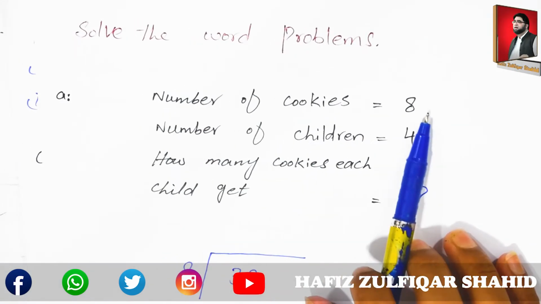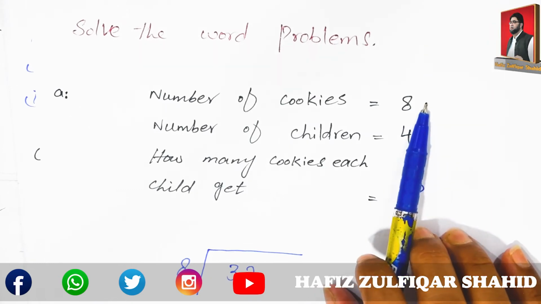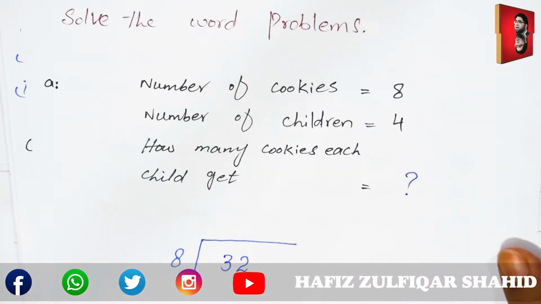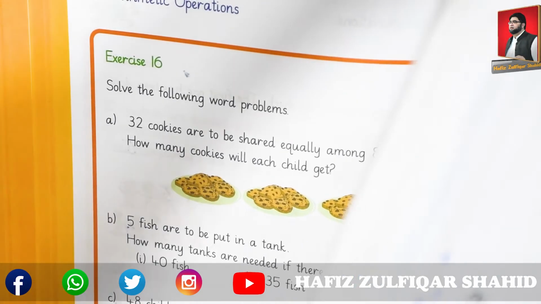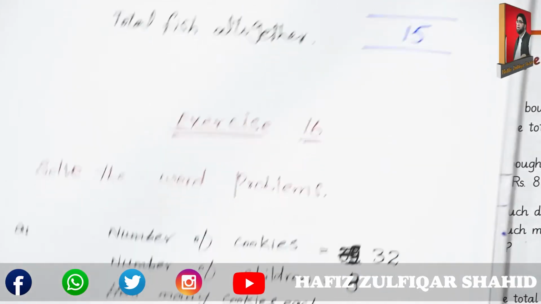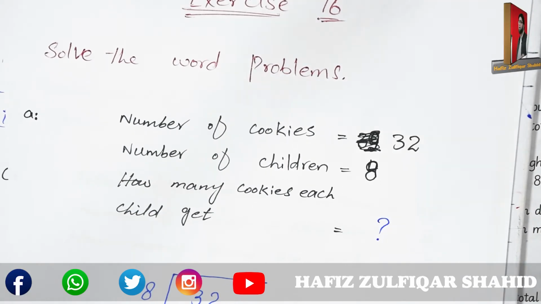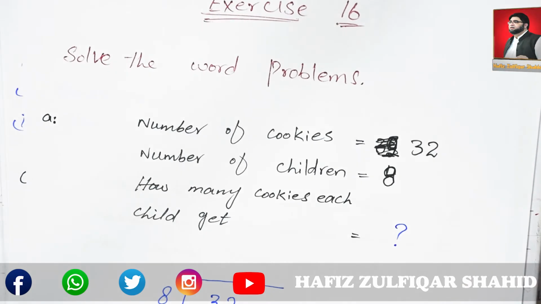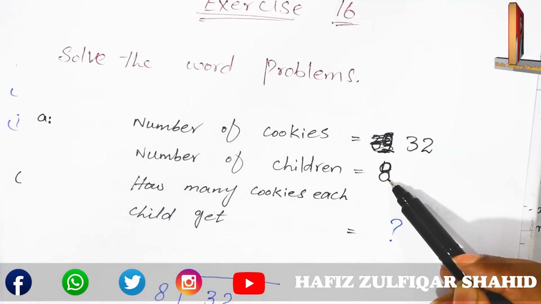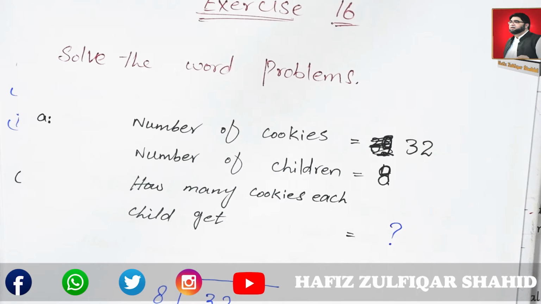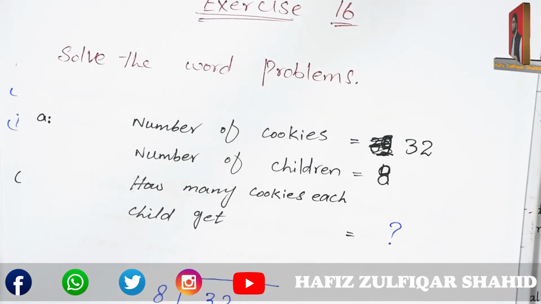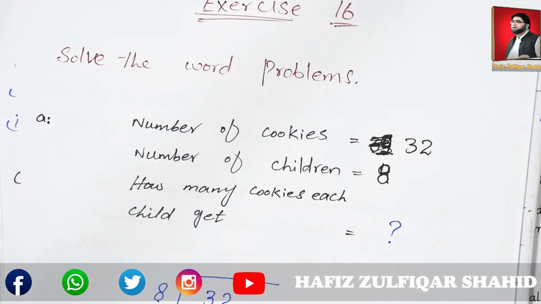Number of cookies 32 and number of children among which these cookies are divided equal to 8. Now how can we get the answer, how many cookies does each child get? Divide these two numbers, divide 32 by 8, read the table of 8 till you get 32.